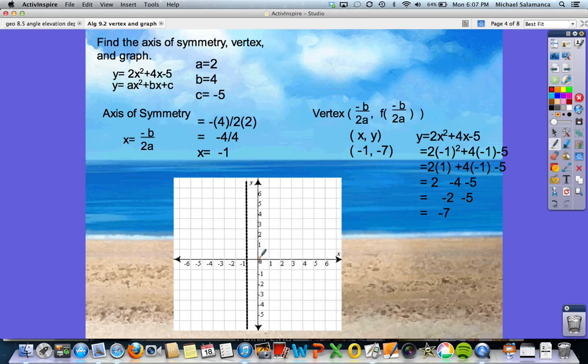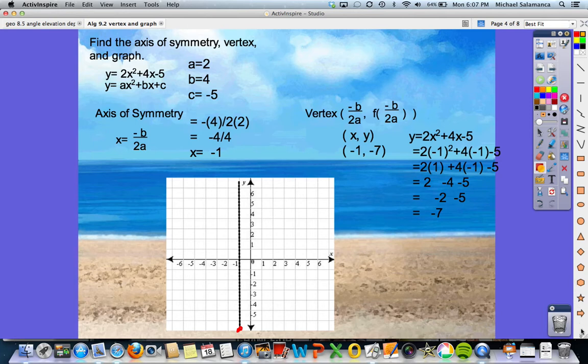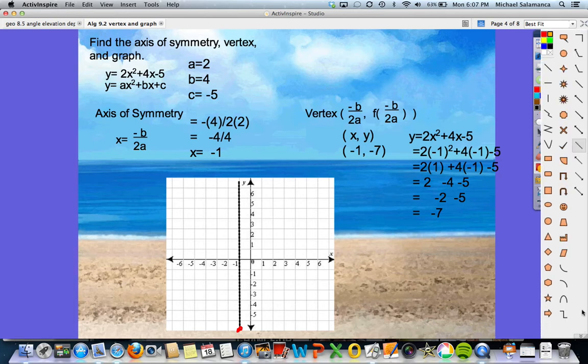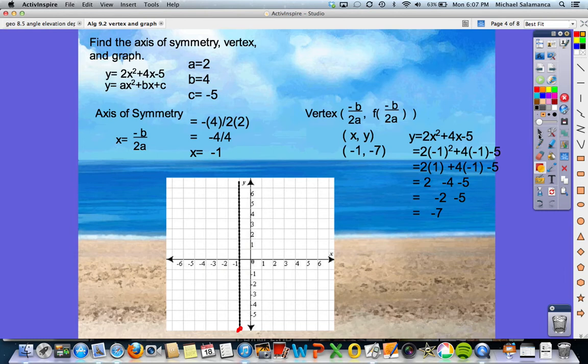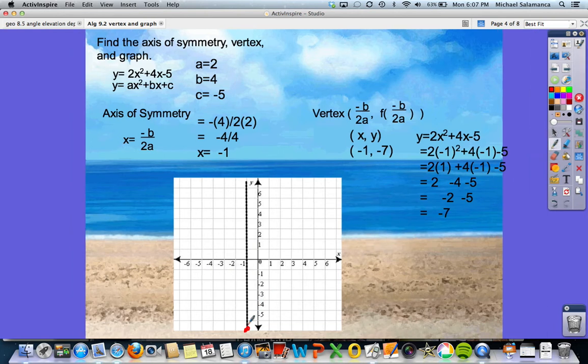So we're going to go to our vertex, negative 1, and then down 7. So 1, 2, 3, 4, 5, 6, 7. This is our vertex. So what that does is it gives us the basis for our graph. So since we have a parabola, we're going to go ahead and start at our vertex and graph our graph.